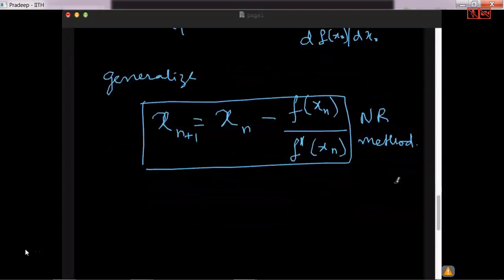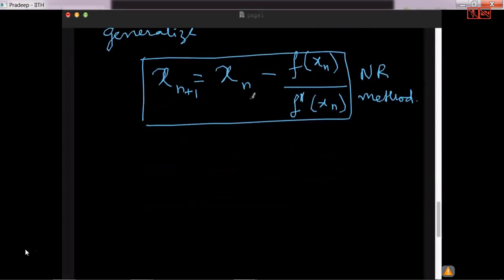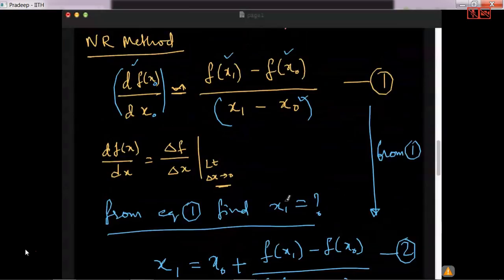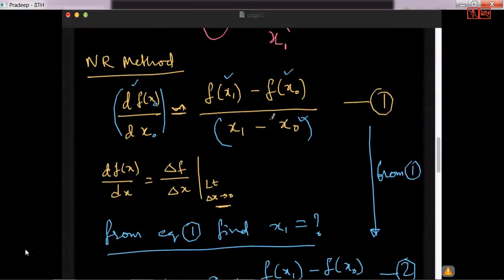So this equation, if you remember, then it is sufficient. So how does the equation come? Just very simple, just only one step. I have written down the definition of df by dx, and then this is the approximation of df by dx, nothing but delta f by delta x. And then as long as these two values are close to each other, it will work.